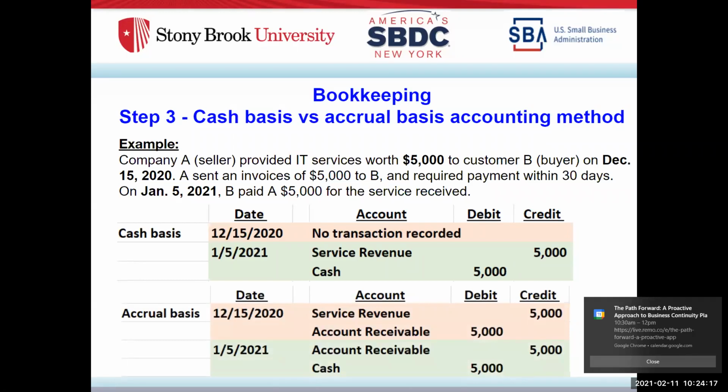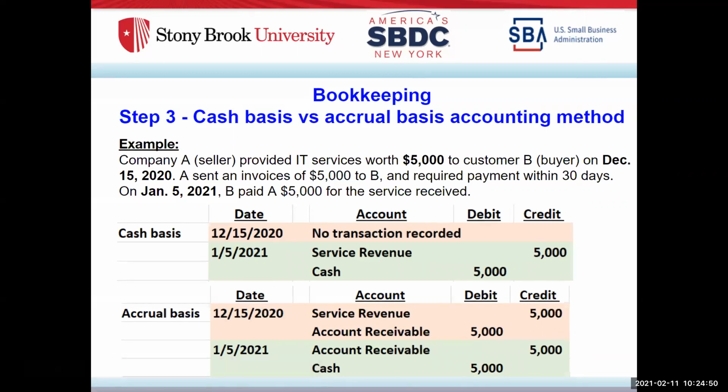If they use the accrual basis, however, on December 15th, A would recognize revenue for the service they provided and also book $5,000 to accounts receivable. And on January 5th, when they receive the cash, they would recognize cash received and then offset the accounts receivable. Which means if they use the accrual basis, they need to post 2 journal entries for the service they offered. After offsetting the accounts receivable, the impact is the same.